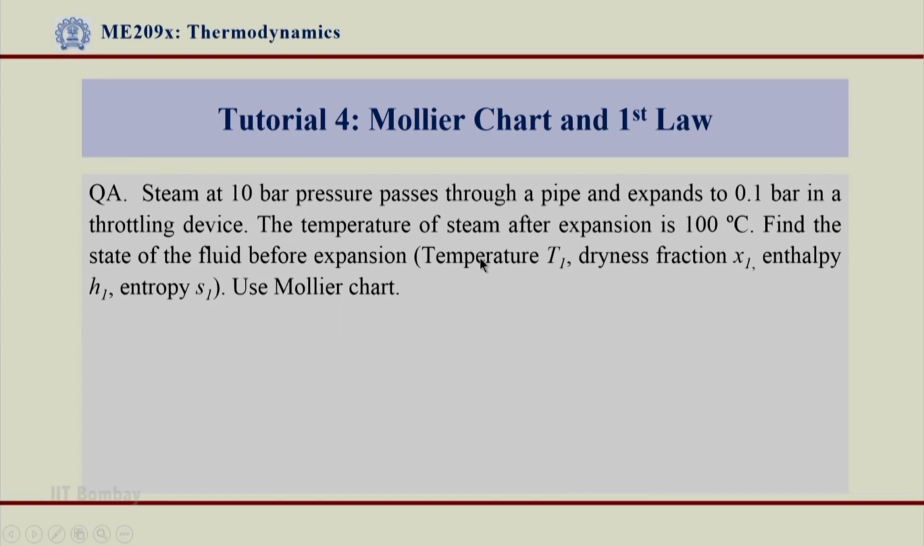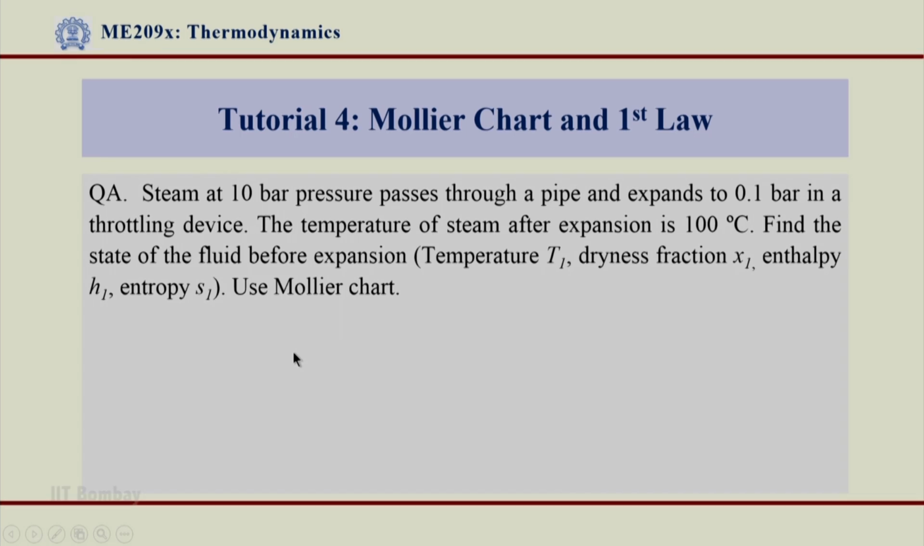So, I need to know all the things at state 1, where I only know the pressure: temperature T1, dryness fraction if any, enthalpy H1, entropy S1, etc. The hint is that one can use the Mollier chart for this solution. One can solve this problem even using steam tables, but if you try using steam tables you will find it very difficult. The problem becomes very simple if you use the Mollier chart. Alright, so let us solve this problem.